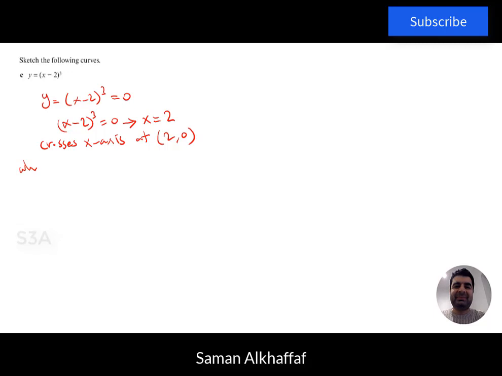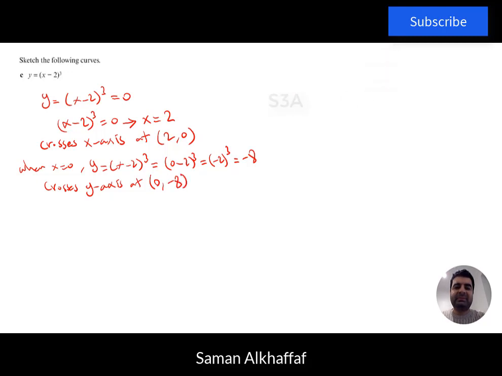So we take when x is equal to 0, y will be (x minus 2) cubed, so that will be (0 minus 2) cubed, which gives us minus 2 cubed. In this scenario that will be minus 8. So it crosses the y-axis at 0 and minus 8. So these are the points where it crosses the x-axis and the y-axis.